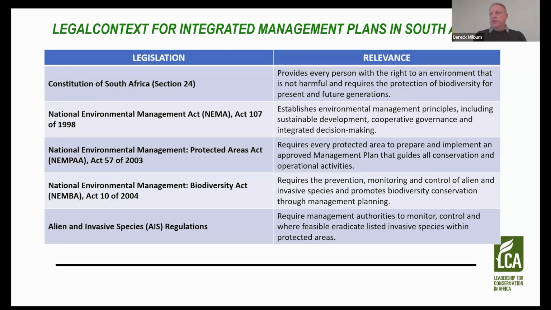And then you've obviously got, which really relates to the alien invasive side of things, the National Environmental Management Biodiversity Act, NEMBA. It requires the prevention, monitoring, and control of alien invasive species and promotes biodiversity conservation through management planning. And then the alien and invasive species regulations require management authorities to monitor, control, and where feasible, eradicate listed invasive species within protected areas. So there's obviously a lot more legislation which could apply to protected areas depending on where you are. But generally speaking, this is your legal context, which would reflect specifically on integrated management planning, and then obviously with your alien invasives, and that's what guides the IMP process.